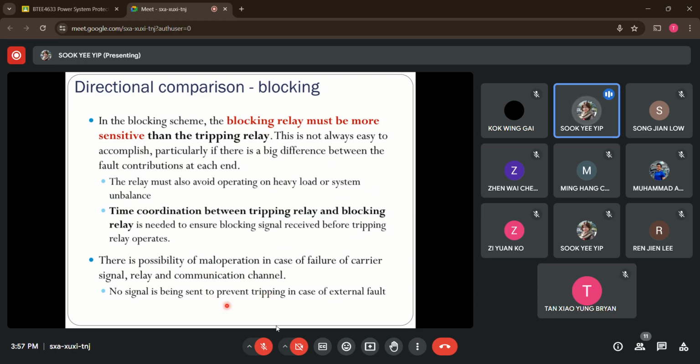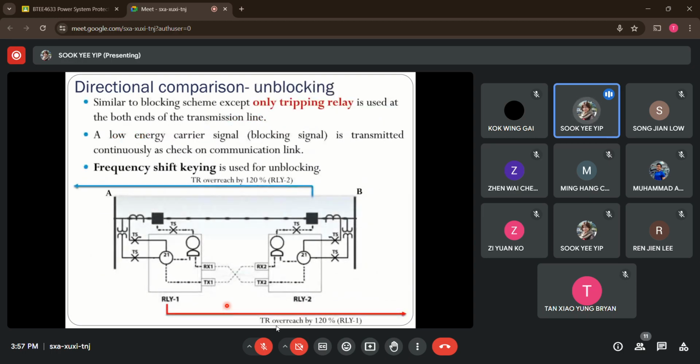So how can I actually solve these problems here, all right? To avoid the maloperations, we will use another scheme, whereby I have the unblocking mode of operation for the directional comparison scheme. All right, so you'll find that its operation is actually similar to the blocking mode of operation, just that right now we only have one relay at each end of the transmission line. This relay would be the tripping relay. We don't have blocking relays right now.